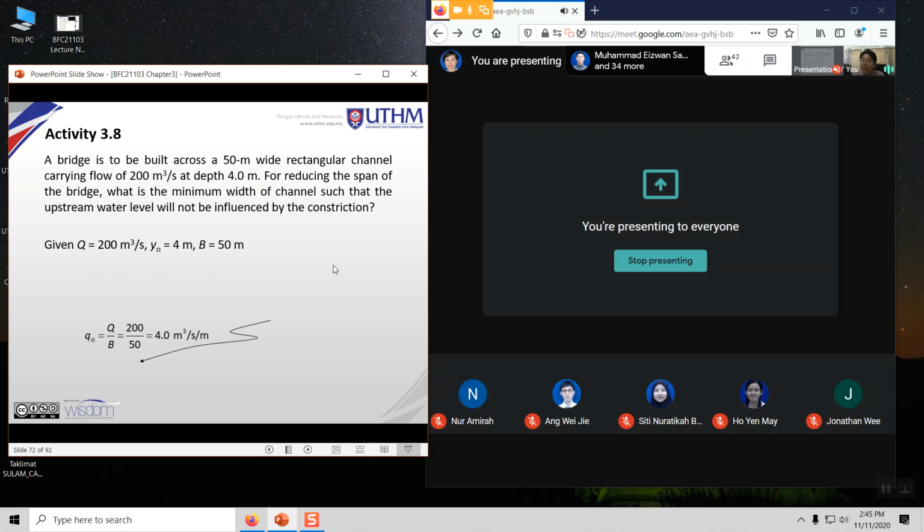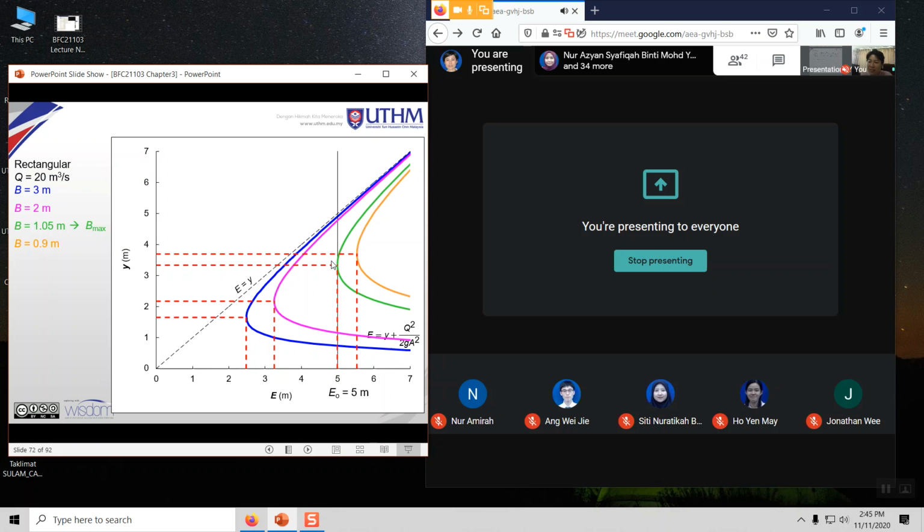In order to find Bmax, I need to find my B at location 2 where critical flow starts to occur. How am I going to find it? I need to know my E naught first. Then I'm going to equate my E min 2 equal to my E naught. Therefore, the first thing that I need to find is my E naught.